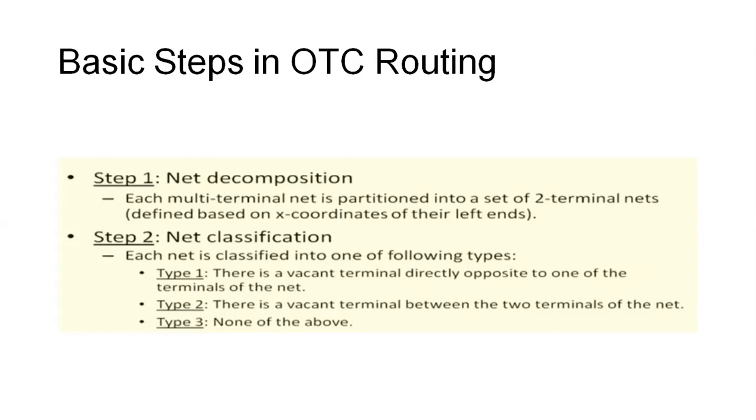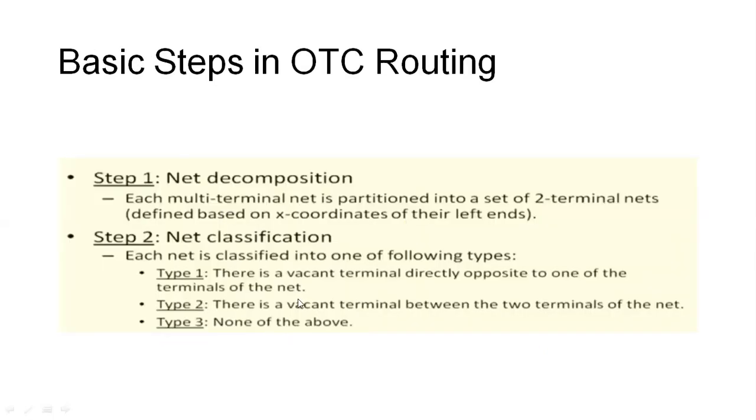Once we have divided that into 2 terminal nets, we will do the net classification. The nets you can classify as one of the three types. Type 1, there is a vacant terminal directly opposite to one of the terminals of the net. It's like this. There is a vacant terminal opposite. This is net 1, and there is a vacant terminal opposite to this. So that is called type 1.